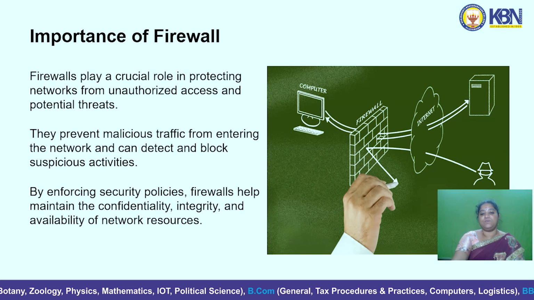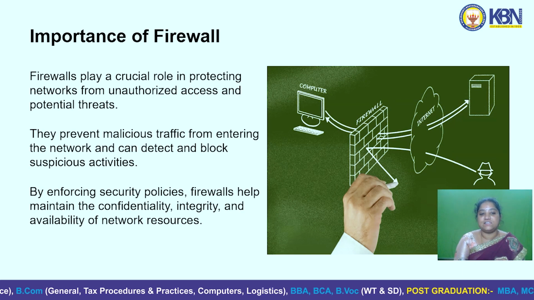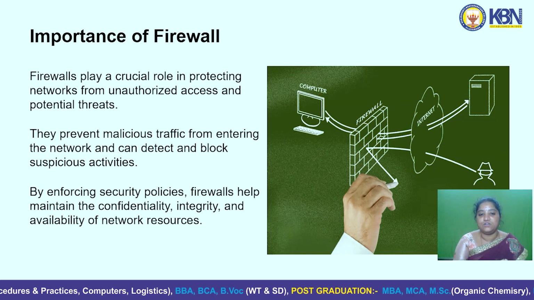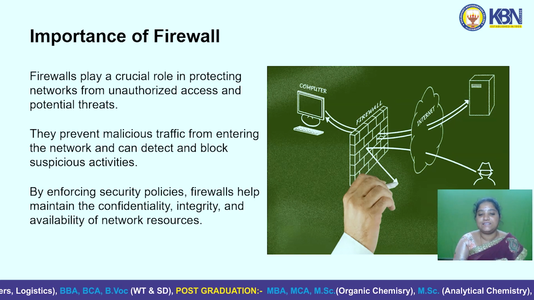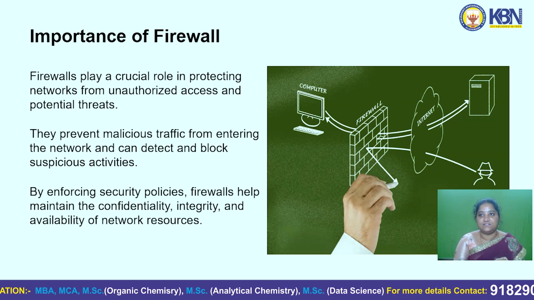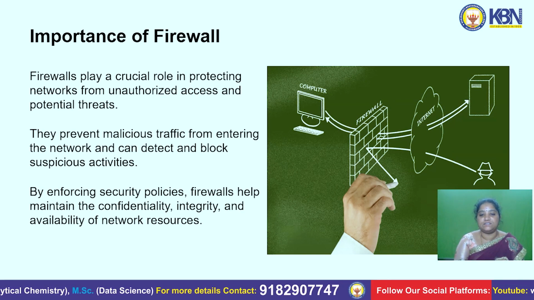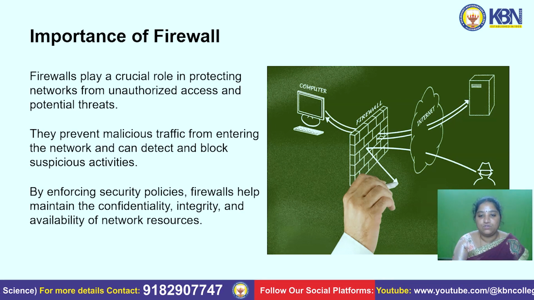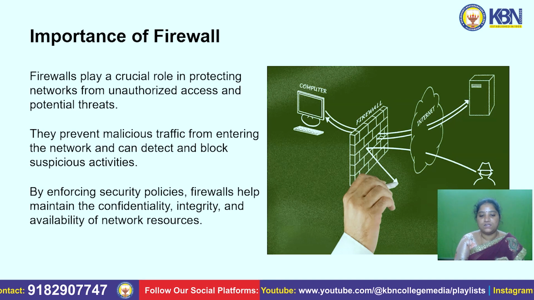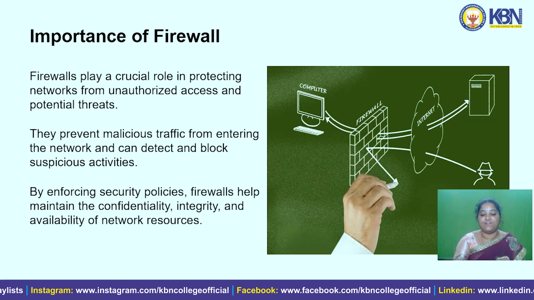And next we will discuss what is the importance of a firewall. The firewall plays a crucial role in protecting our network from unauthorized access and potential threats. It also prevents traffic from entering the network, can detect and block suspicious activities, and enforces security policies. It helps to maintain the confidentiality, integrity, and availability of the network resources. So these are the importance of the firewall.